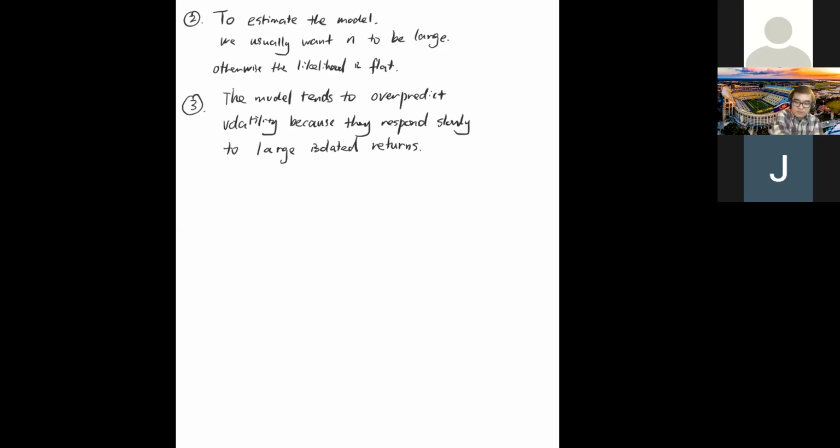So that means if your return in some period becomes very large, then it will predict that the return in the next period would also be large, and two periods later would also be large. But this might not be the case. In reality, the volatility might go down very quickly, but this GARCH model will predict the volatility won't go down very quickly. The reason is that it responds very slowly to large isolated returns. That's also a problem of the GARCH.